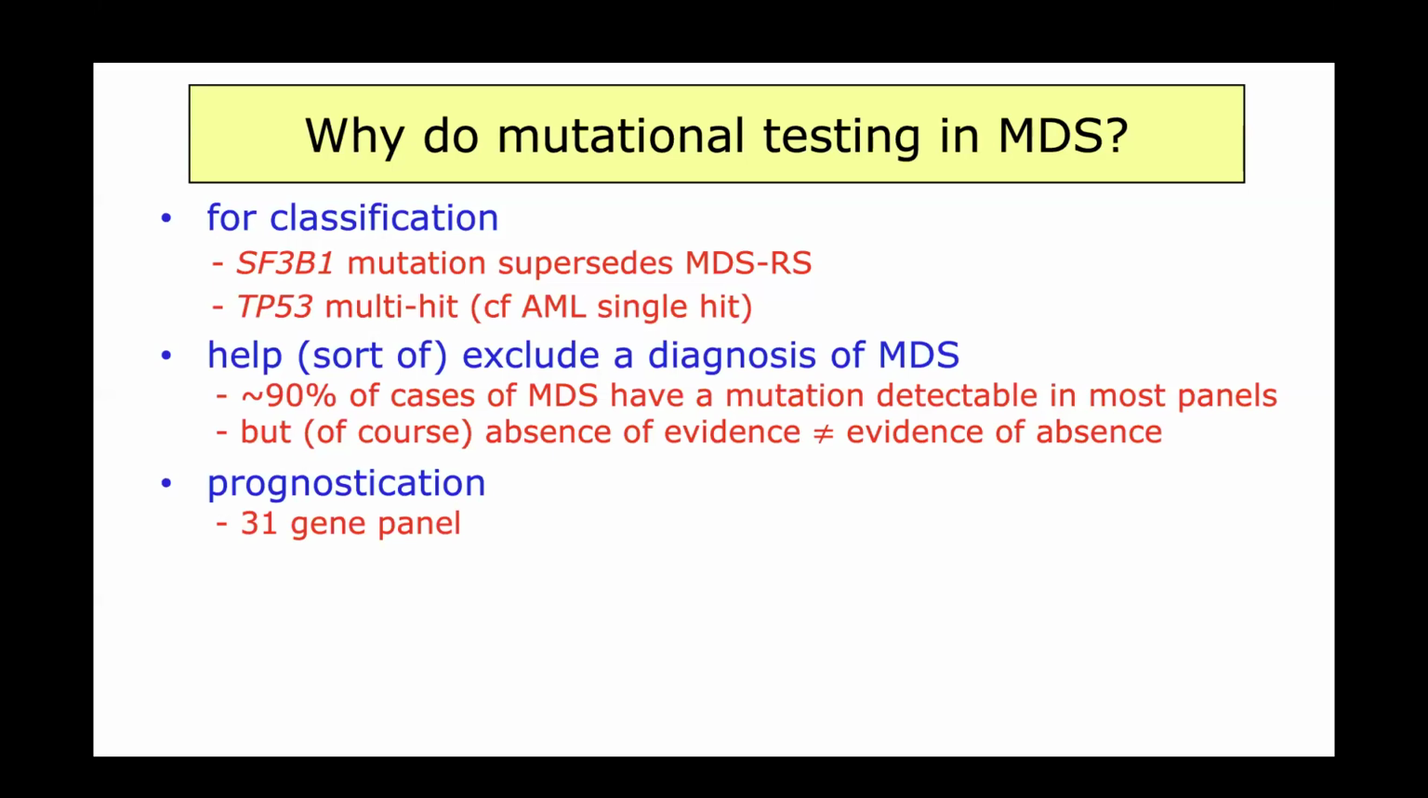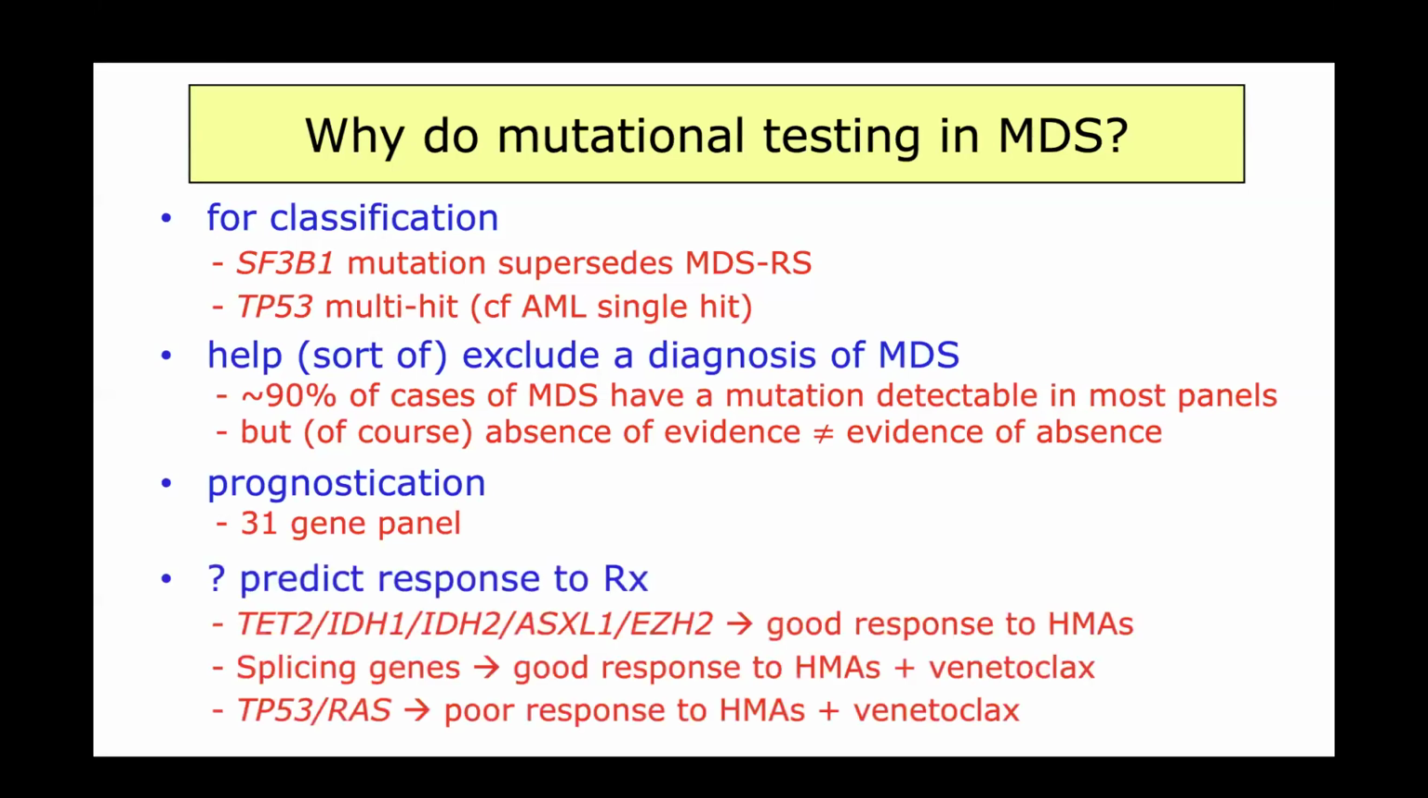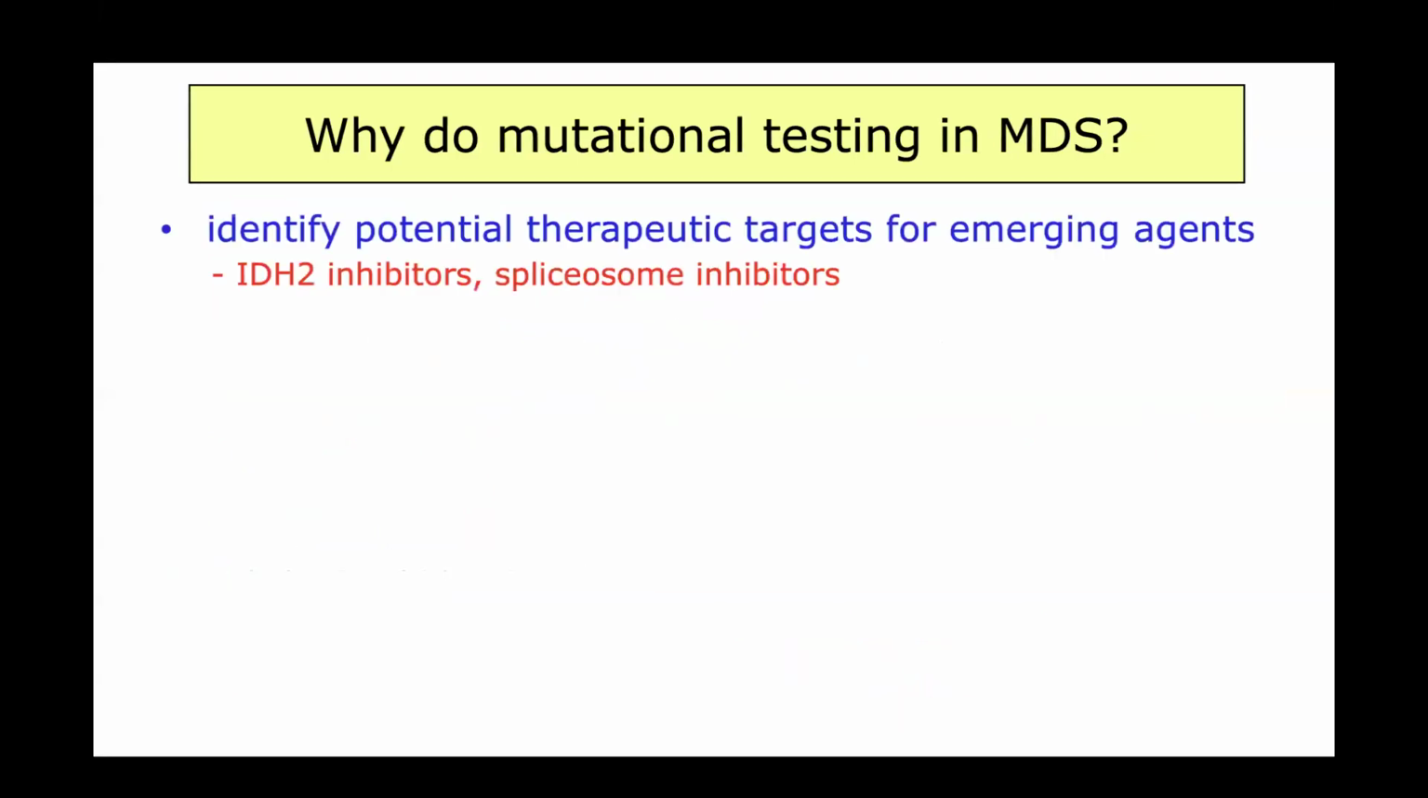We've talked about prognostication, the 31 gene panel from Elsa Bernard and colleagues. Also, we talked about predicting response to therapy. There are some mutations that predict a good response to hypomethylating agents. In a paper from the MD Anderson group just a week or so ago, this is one updated slide for those who may have encountered this talk previously, splicing genes, when mutated, may predict a good response to hypomethylating agents and venetoclax, which has increasingly been used to treat myeloid neoplasms, whereas TP53 and RAS mutations will predict a poor response to hypomethylating agents and venetoclax.